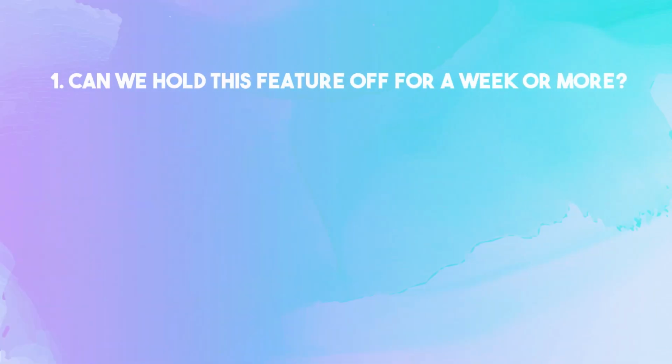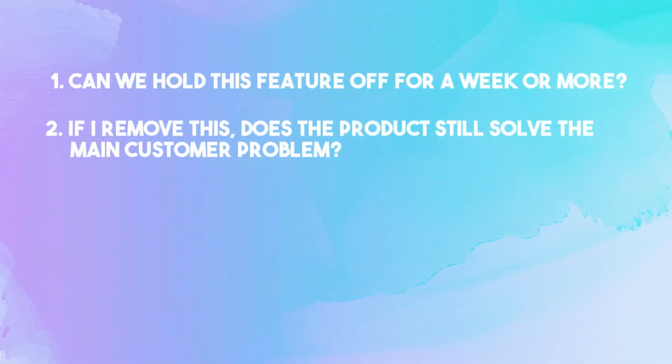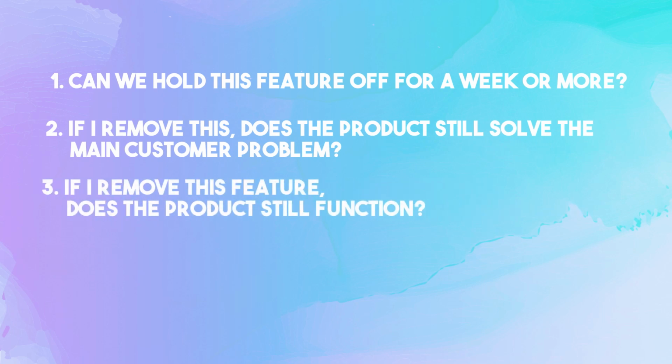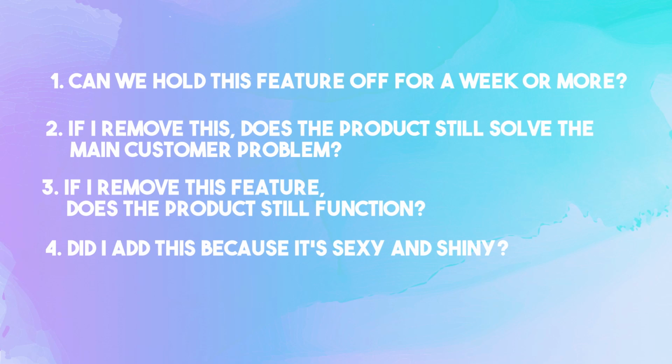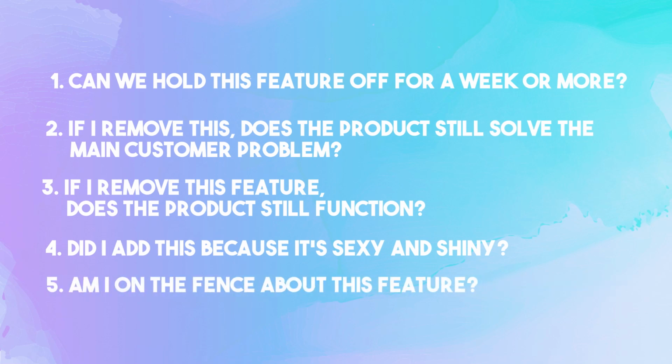So we look at everything they want and we screen through these questions. Can we hold this feature off for a week or more? If I remove this, does the product still solve the main customer problem? If I remove this feature, does the product still function? Did I add this because it's sexy and shiny? Am I on the fence about this feature? Whatever feature passes this question, they get added to a to-do list. Once we execute this list, they have a minimum viable product.